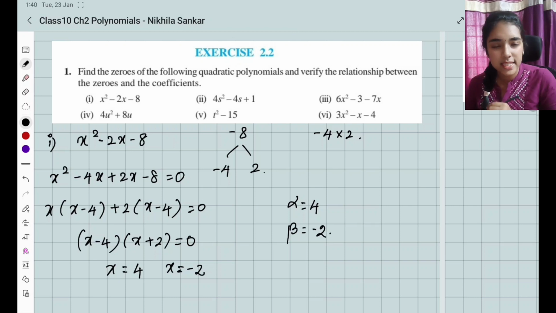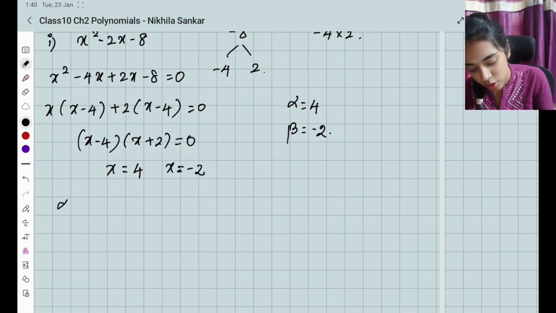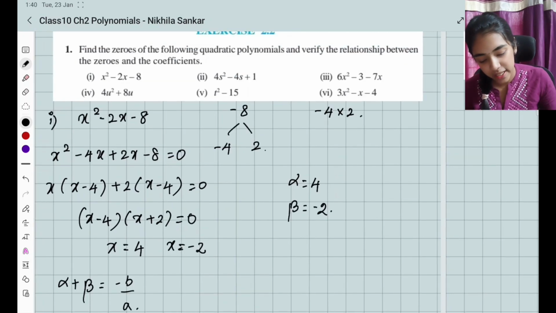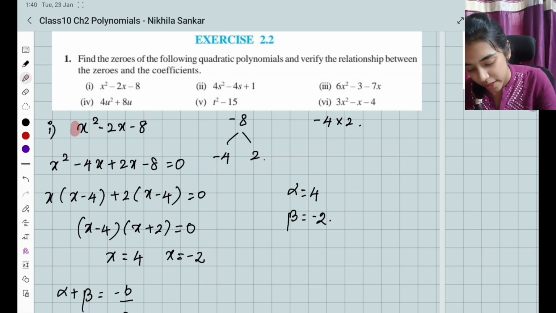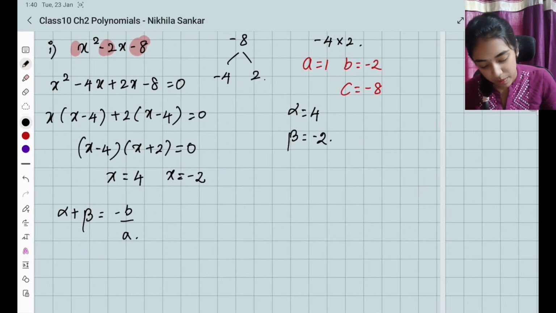Okay, I have done examples before this, watch them and you will understand it better. Now we know alpha and beta. What is the relation? Sum of zeros equals minus b divided by a. Let's first write a, b, c here. So a is 1, b is going to be minus 2 and c is going to be minus 8. Don't miss any symbol. So a equals 1, b equals minus 2 and c equals minus 8. Now what is minus b by a?